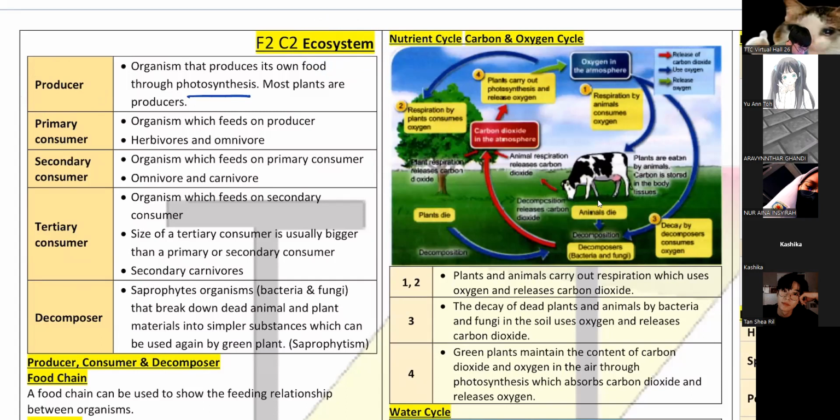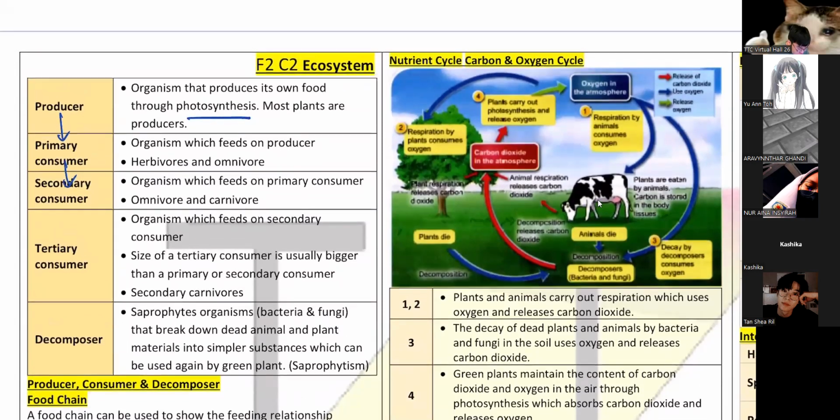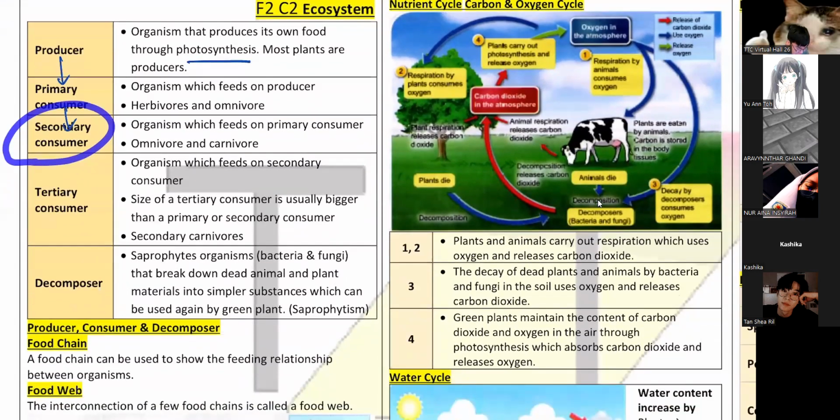Okay, so next, primary consumer, pengguna primer. This is the thing that eats the producer. And then mostly they are herbivore. Okay, that means they eat plants lah. And then they will be eaten by secondary consumer, pengguna sekunder. These are mostly omnivore or carnivore. That means they either eat meat or they will eat anything.